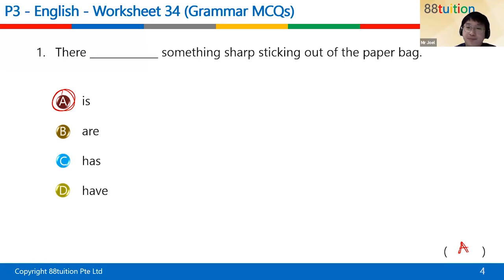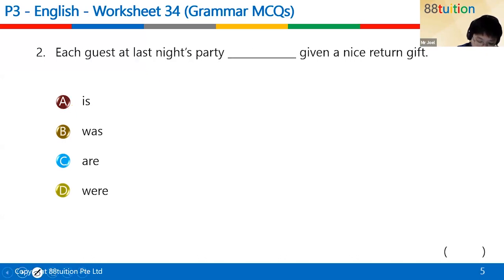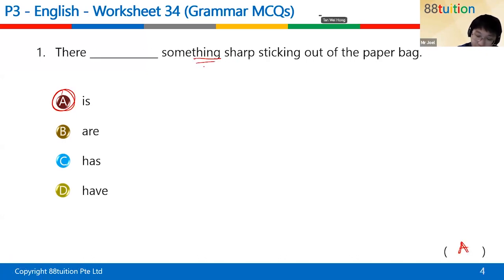Yes, Vaish, you can unmute yourself. Because they're saying only one thing and not three, and also it's in the present. Very good, so Vaish is correct. She says it's something sharp. So this something over here, we are talking about one thing only. So therefore this is singular, one thing sharp, and that's why we have the answer there.